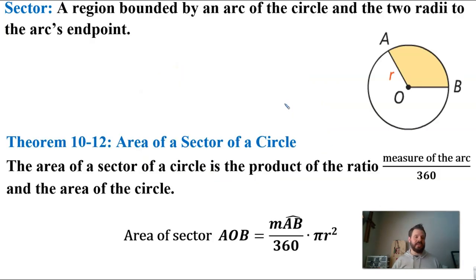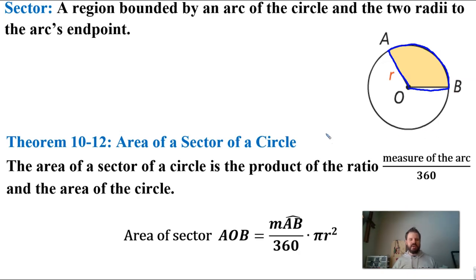So on to the technical definition then. I'm going to say a sector is a region bounded by an arc of the circle and the two radii to the arc's endpoint. Okay, so in other words, if I have an arc along the outer edge of the circle, and I draw the radii from the edge of the arc to the center, that leaves me with my sector.